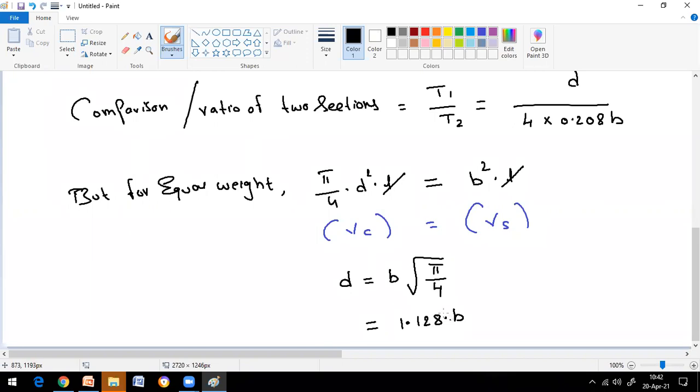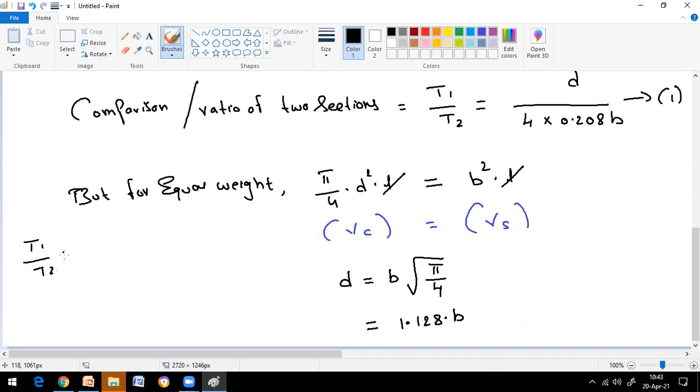1.128 times of B. So substitute your D value in the above relation to get the ratio of strength between circular section and a square section. Substitute your D value here. Try to substitute this. What will you get? So let me write here.